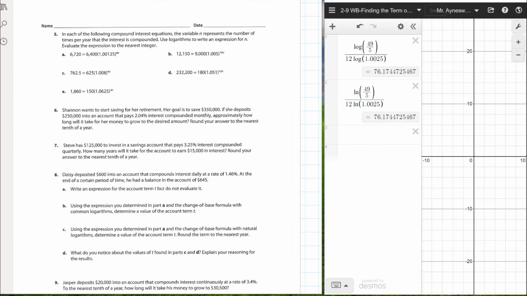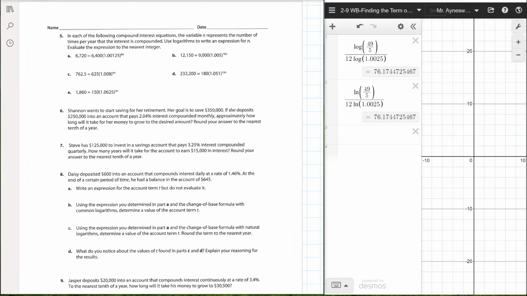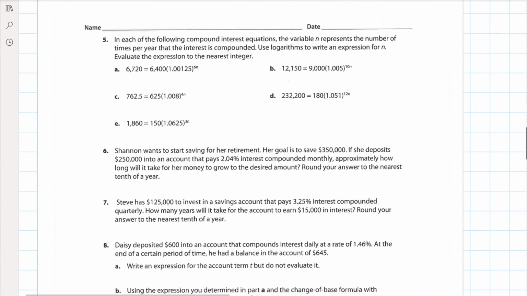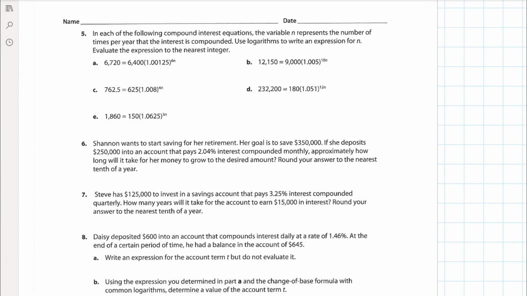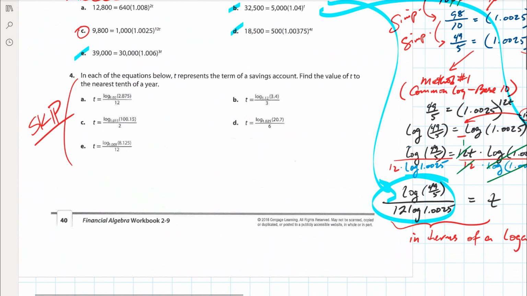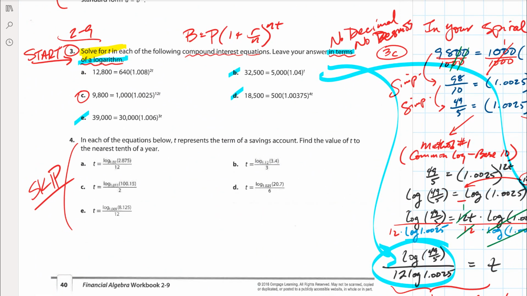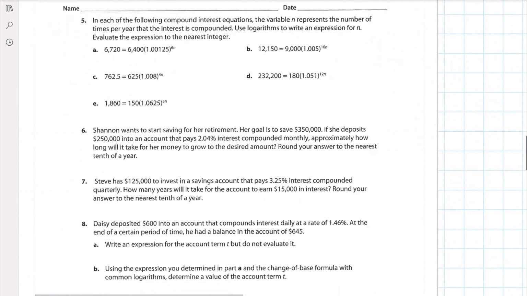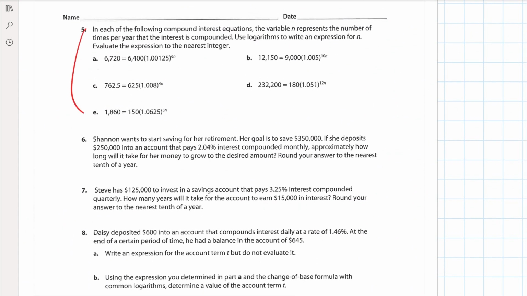So let's do number 5. Enough of this talking here. And again, make sure you save your decimals work here. Let me read it. In each of the following compound interest equations, use logarithms to write an expression for n. You've got to solve for n. Well, guess what? That's the same thing as what we just did up here. So number 5 is exactly the same as number 3, so we're going to skip that. I'm not going to have you do things we've already done.